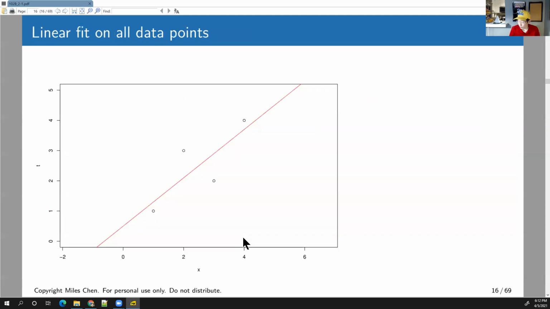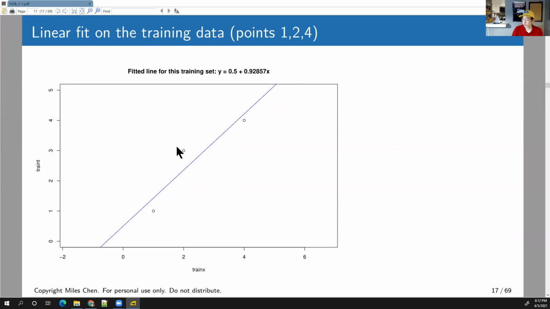And so I repeat this process for each of the data points. Again, here is the line fit to all 4. But this time I'm going to remove the third data point. And so now we're only going to have points 1, 2, and 4. The best fitting line for points 1, 2, and 4 looks like this. It's y equals 0.5 plus 0.92857x. So I'm just fitting a line to these 3 data points, 1, 2, and 4.